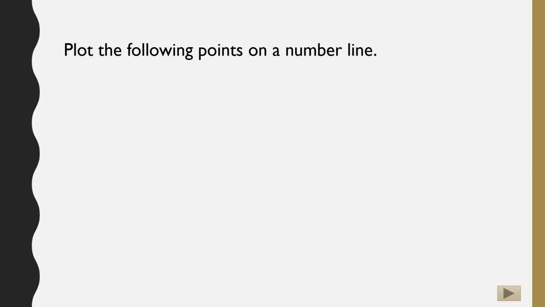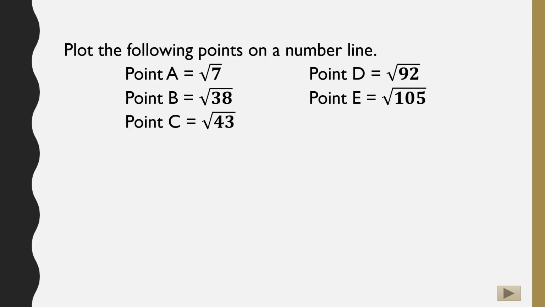Okay, let's have another example. Plot the following points on a number line. So we have given examples or different points. Point A is equal to square root of 7. Point B is equal to square root of 38. Point C is equal to square root of 43. Point D is equal to square root of 49. And point E is equal to square root of 105.